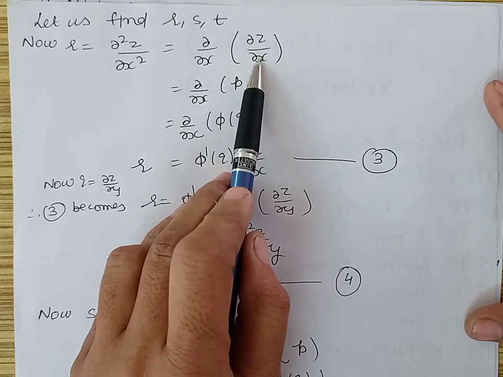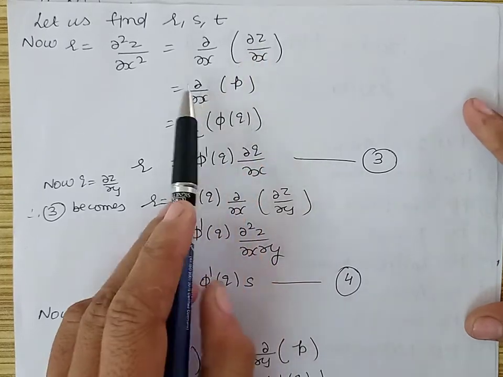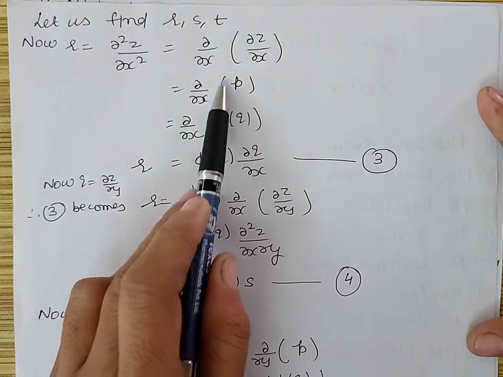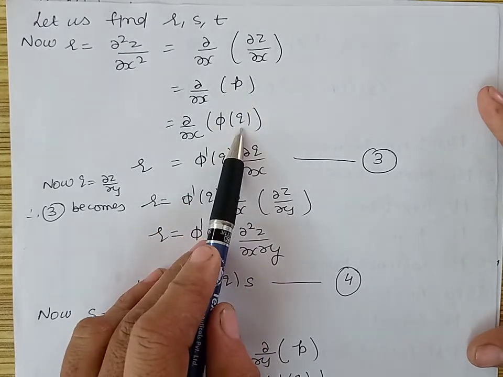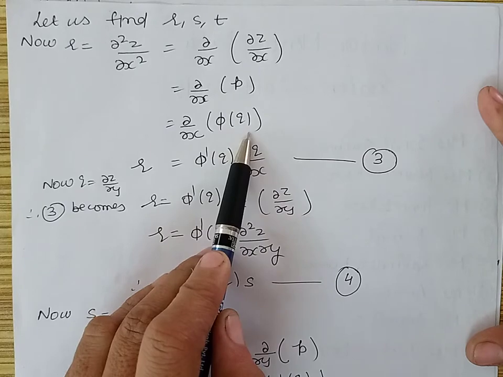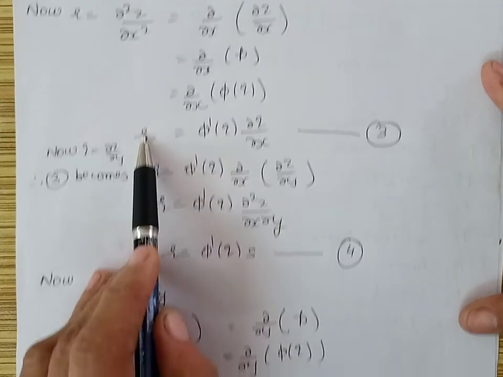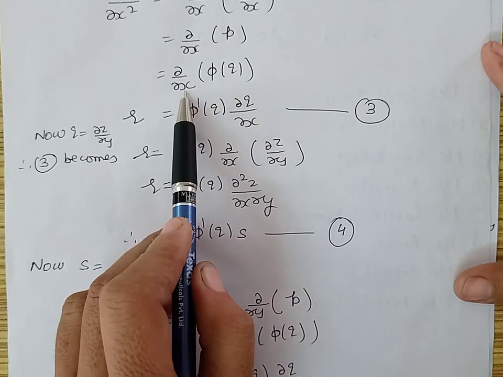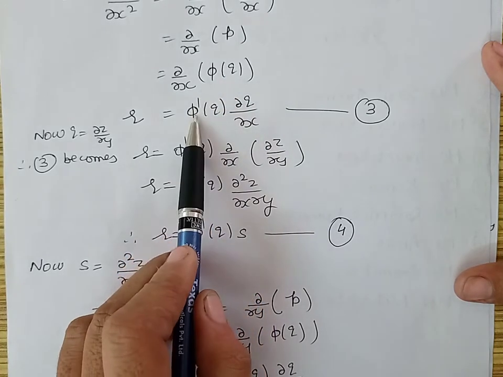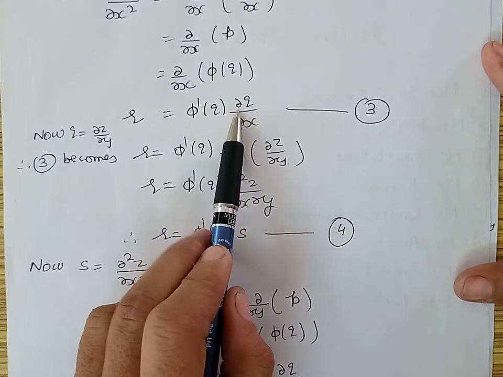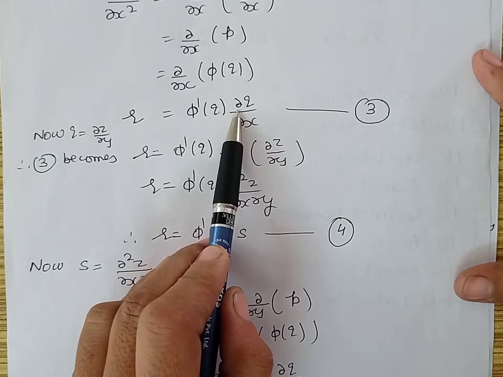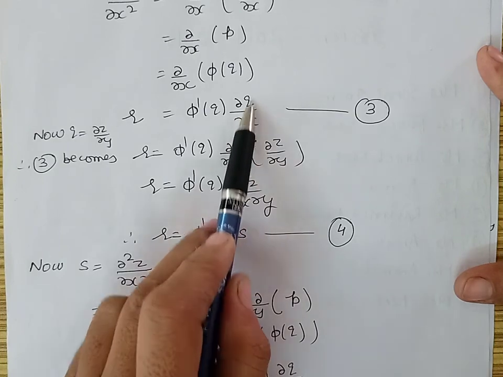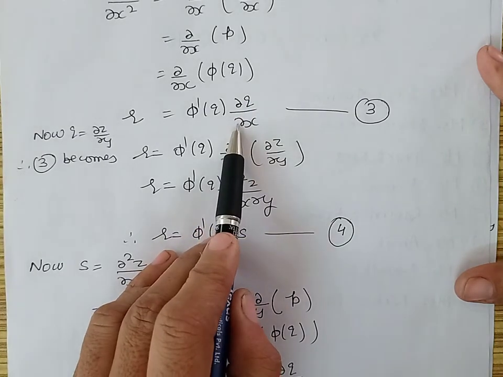Now ∂Z/∂X is P, so this will become ∂/∂X of P. Now what is P? P is a function of Q, that is phi of Q. So we get from here the value of R, its partial derivative with respect to X. The derivative of phi is phi dash, and the derivative of Q with respect to X partially is ∂Q/∂X. Now substituting the value here.